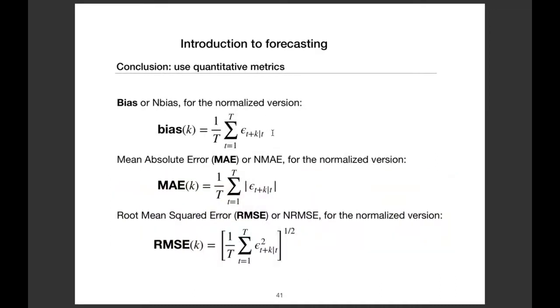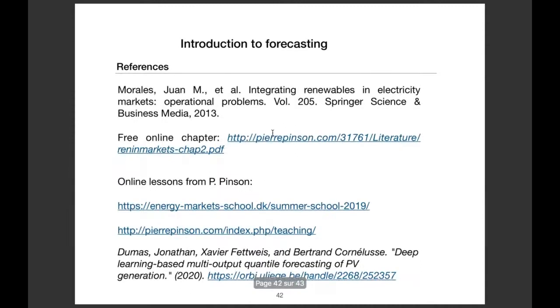To assess the forecast, you can perform a visual inspection. So you just plot your forecast in comparison with the observation, and you have a look at it and try to estimate visually if they are good or not. And you can do a quantitative analysis by using quantitative metrics. Most of the time we use the bias, the mean absolute error, and the root mean square error. And it is better to use a normalized version to express the error as a percentage. If you want to dig deeper, here are some references, and I based this lesson on these references.